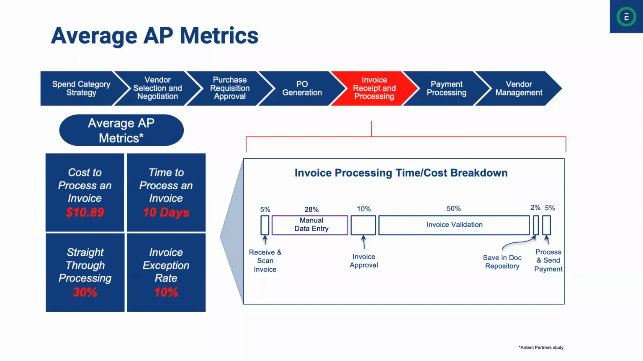A blow up of the tasks and time required to process an invoice: manual data entry and invoice validation take up almost 80% of the typical invoice processor's time and have the highest costs associated with them. But today, these are the areas where technology can save you the most money, you can have the greatest impact, and where AI and automation solutions are really focused.